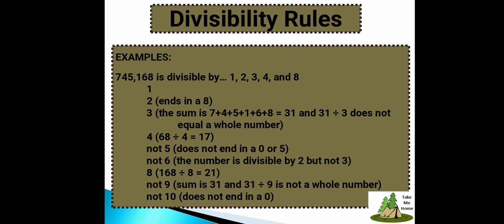Not 5 because this number does not end in 0 or 5. Not 6 because the number is not divisible by 3. Not divisible by 8 because the last three digits are not divisible by 8. Not 9 because 31 is not divisible by 9, it is not a whole number. Not 10 because this number does not end in a 0.